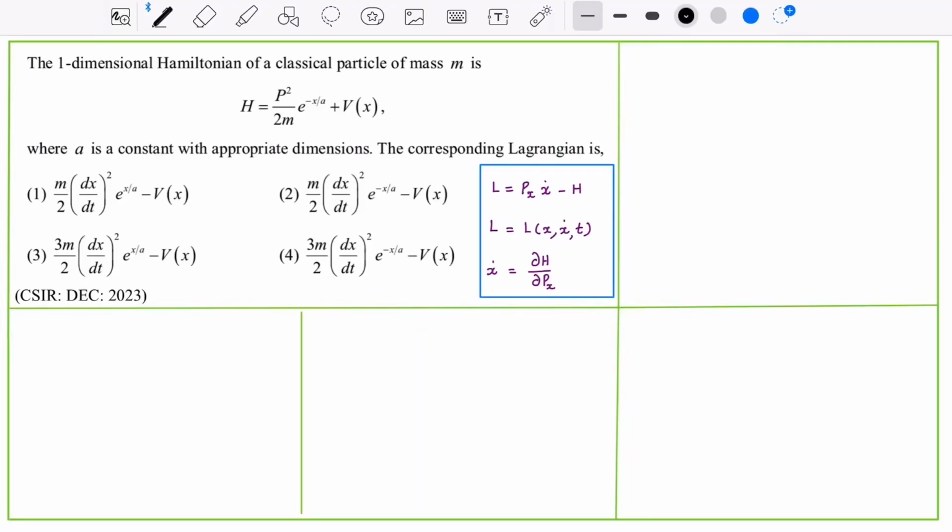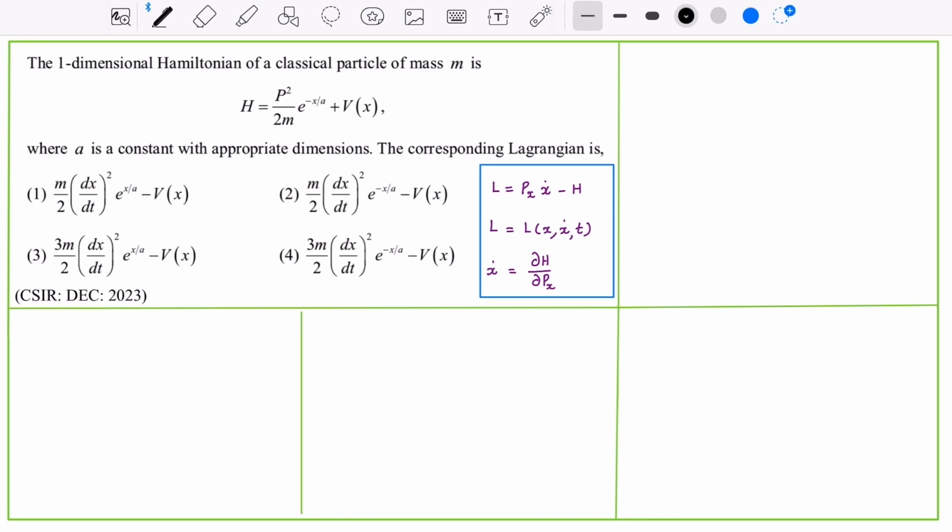Problem 215, Classical Mechanics. The question is: the one-dimensional Hamiltonian of a classical particle of mass m is H equal to p squared by 2m e raised to minus x by a plus V of x, where a is a constant with appropriate dimensions. The corresponding Lagrangian is.